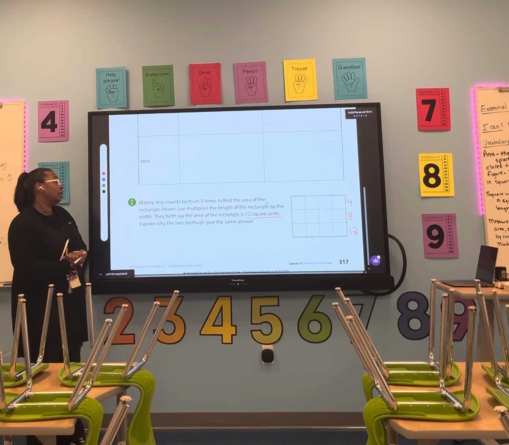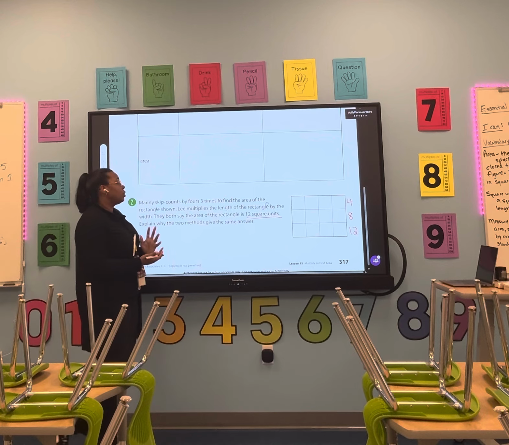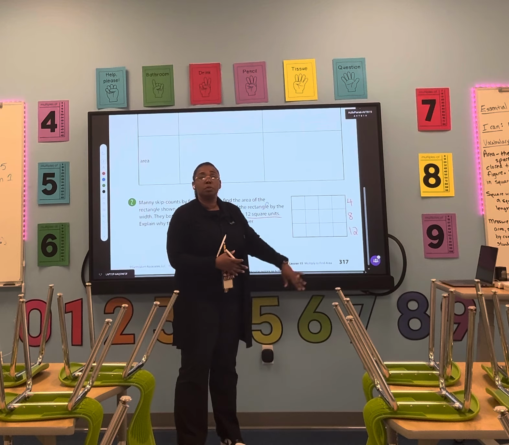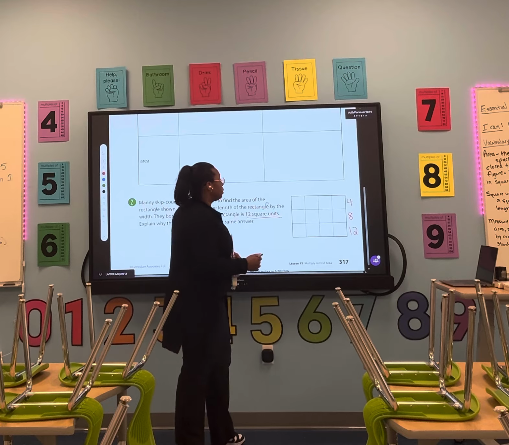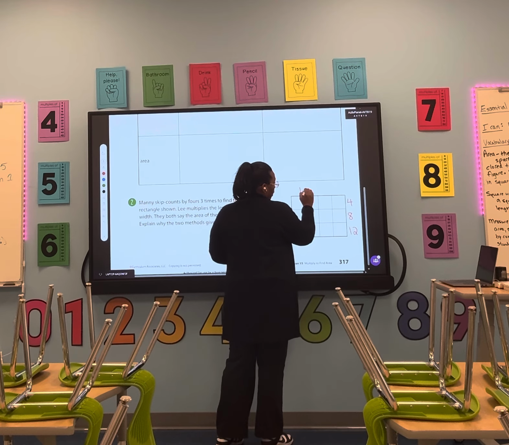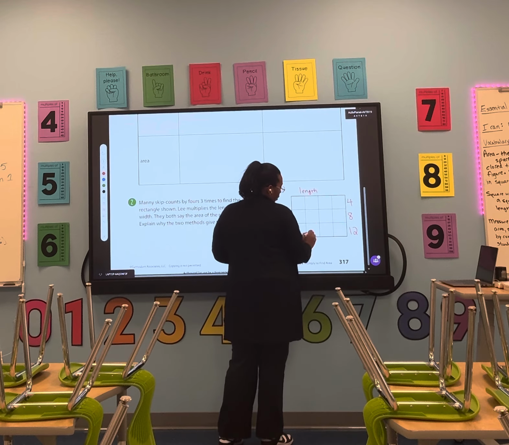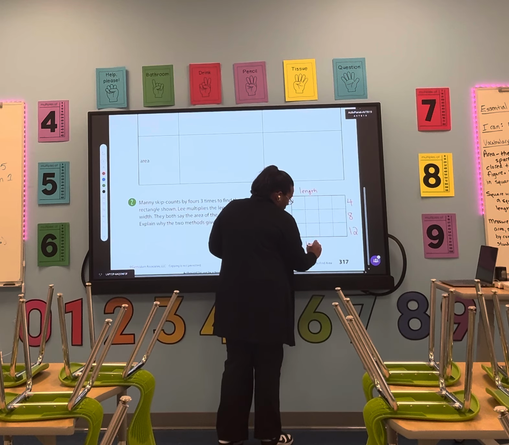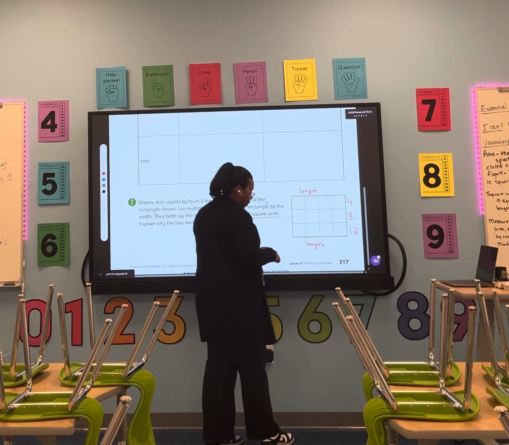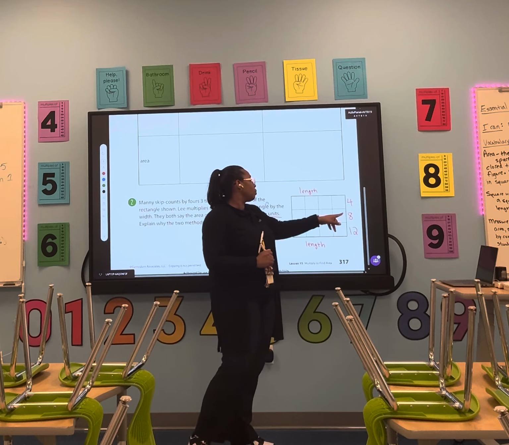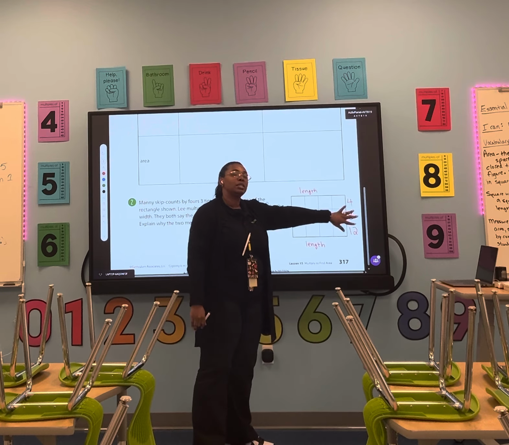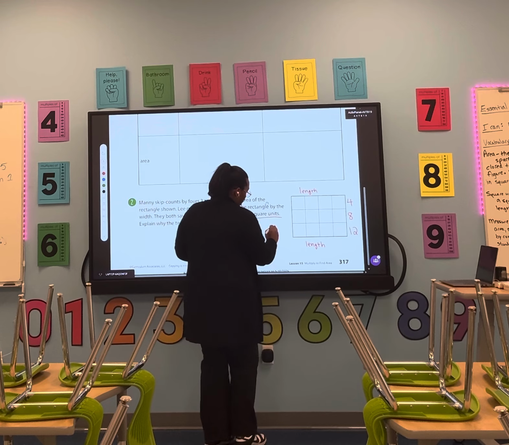Okay, let's look at what Lee did. Lee multiplied the length of the rectangle by the width. So I explained to the kids which parts of the rectangle is the length and the width. I told them the top of the rectangle is going to be your length, or you can do the bottom, because they're both going to be the same thing. And the width is going to be the left side or the right side. Because I'm doing my skip count on this side, I put the width word on this side here.